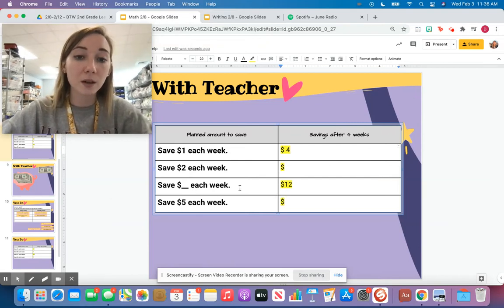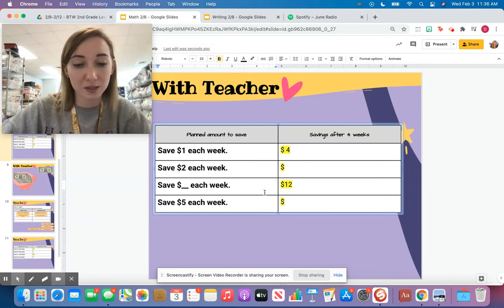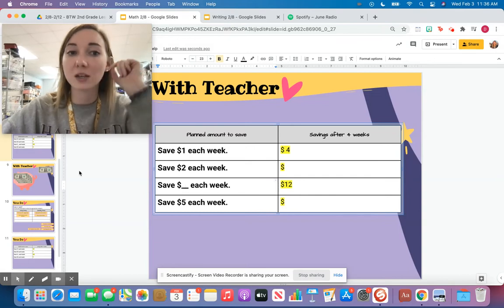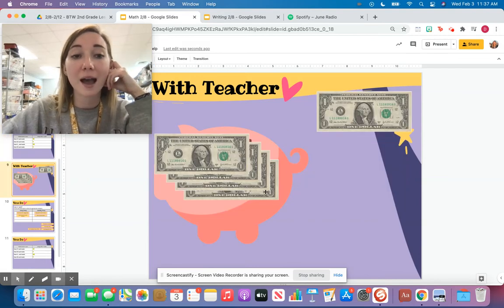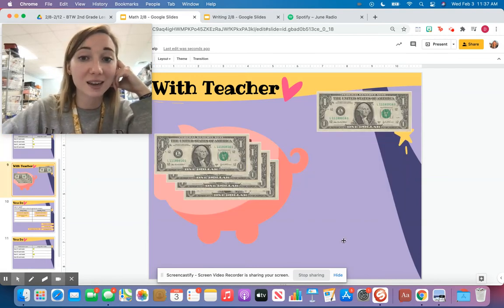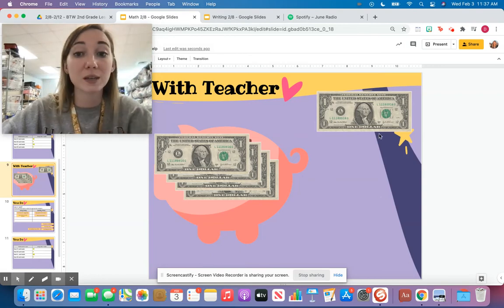So now the other question I'm going to do, because I'm going to do 1 and 3. This one, what do y'all see? How much money am I saving each week? It's a blank. We don't know how much money we're saving each week, but we do know that after 4 weeks, how much money do we have? We have $12 after 4 weeks. So we're going to try and figure out how much we saved each week. If after 4 weeks, we now have $12 in the bank. So I'm going to put $12 in here.